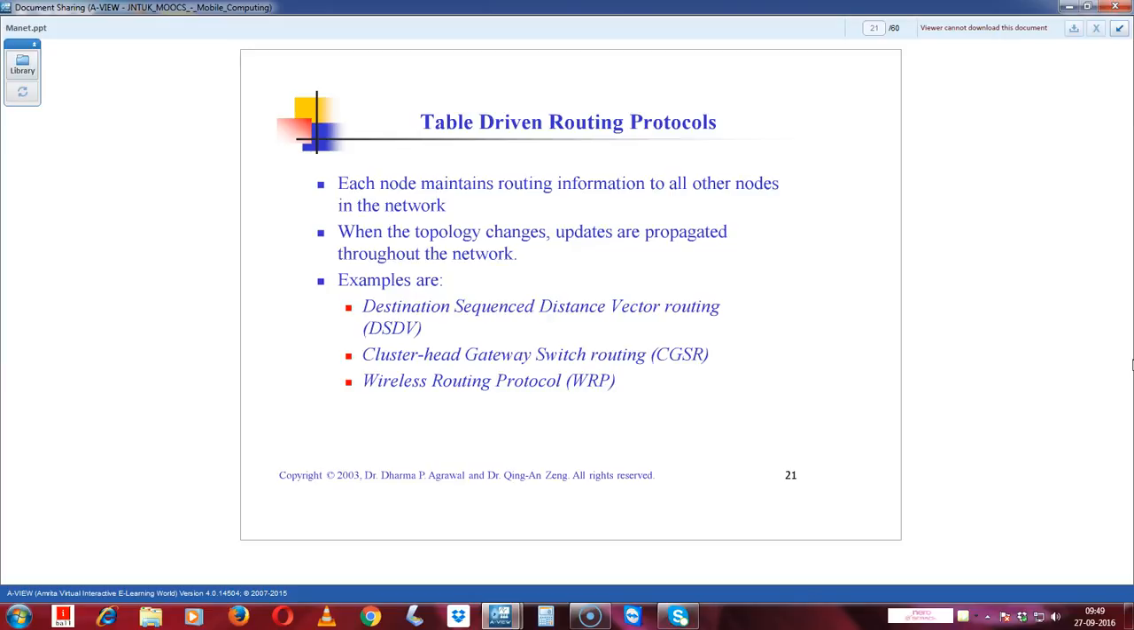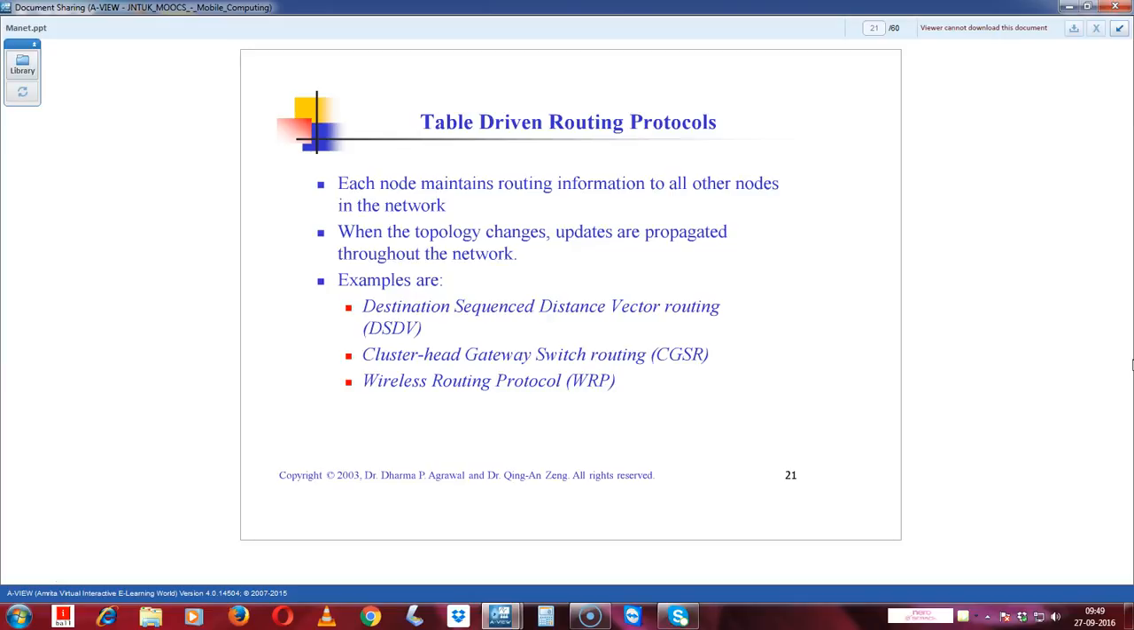In table-driven routing protocols, each node maintains routing information to all other nodes in the network. Each node connected within the network needs to maintain some form of routing table with information about all the other nodes. Whenever any device comes in or goes out, the routing tables of all the devices need to be updated. That is the only way we can maintain routing tables.